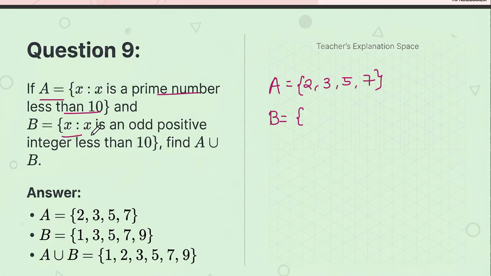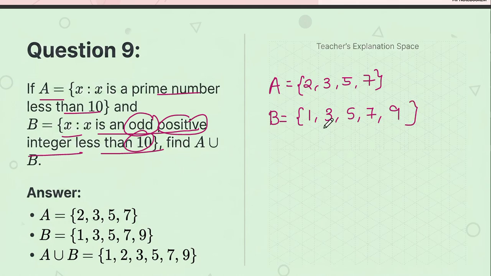B set is x such that x is an odd positive integer less than 10. So it is odd, positive, and less than 10. Odd numbers start from 1, positive, then 3, 5, 7, 9. Less than 10. So these are the odd positive numbers. So we have to find A union B. A union B will be what? We have to collect both sets' elements. So 1 will come, 2, 3, 5, 7, and 9. So this is A union B.